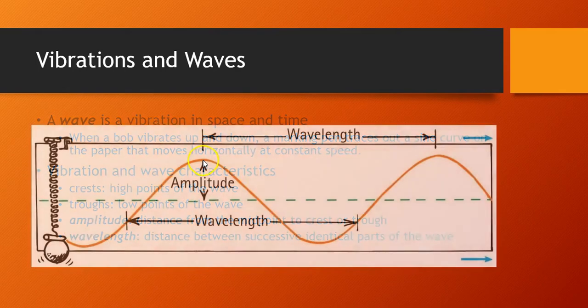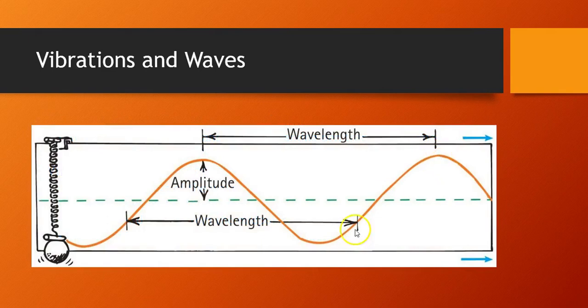So for example, the top parts of the waves are crests. The bottom parts of the waves are troughs. The amplitude is the distance from this midpoint line to the crest. It would also be the distance from the midpoint line to the trough. These two amplitudes would be equal.